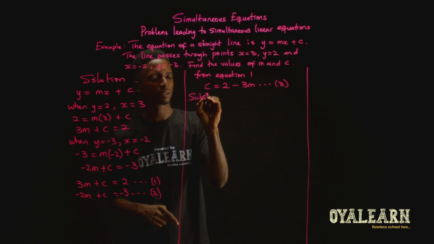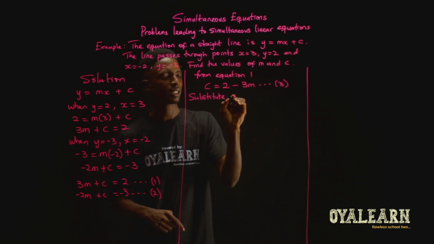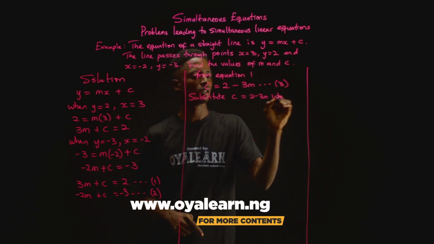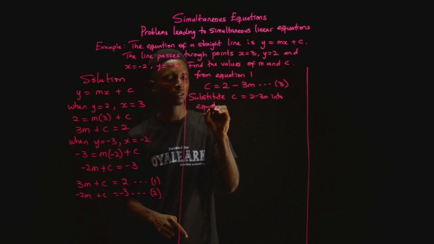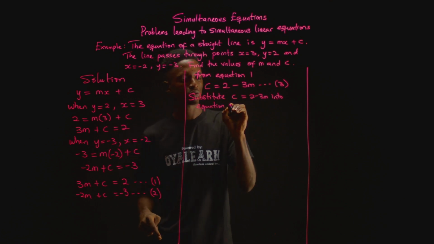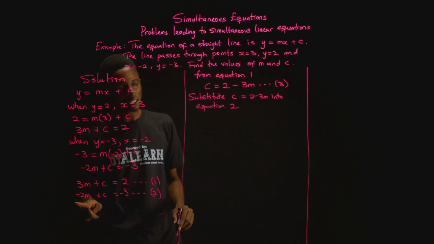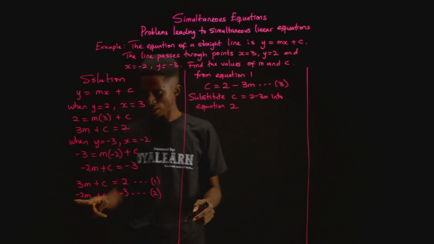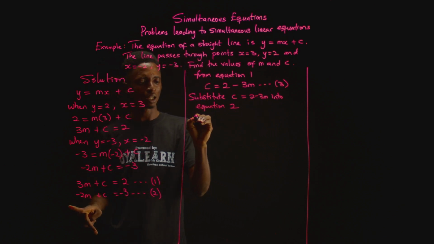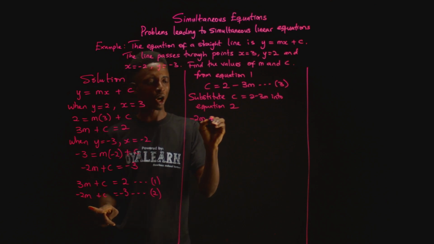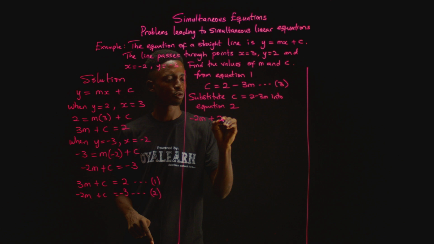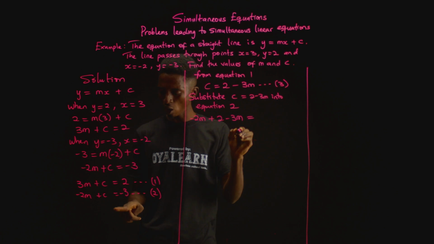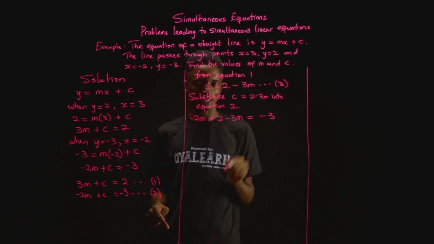Then you substitute c equals 2 minus 3m into equation 2. Now in equation 2, wherever we find c, we will replace it with 2 minus 3m. And equation 2 states that minus 2m plus c, and c is what? 2 minus 3m. And this equals minus 3.